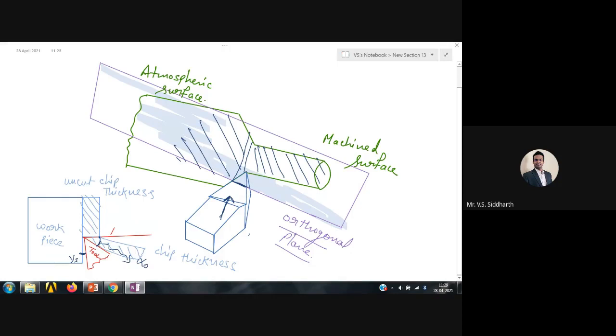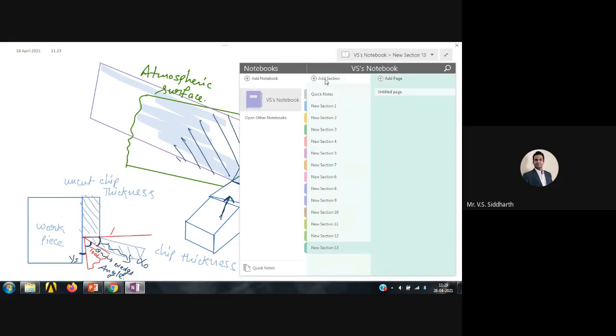Now, the angle of the tool, this angle, is known as theta, which is the wedge angle. Okay, wedge angle or lip angle. So this angle theta is the wedge angle or lip angle.